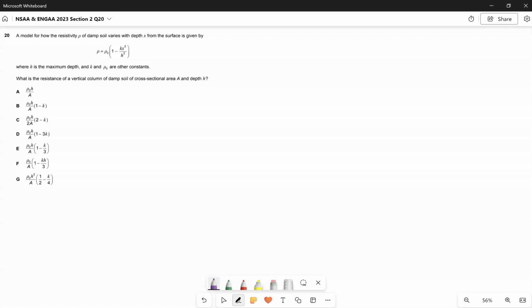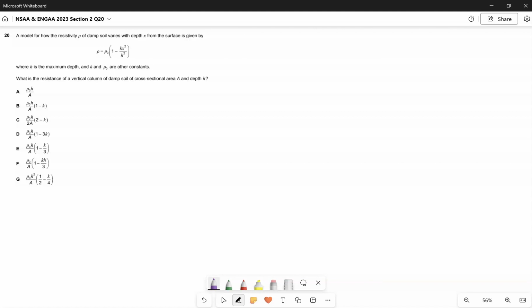A model for how the resistivity of damp soil varies with depth x from the surface is given by this equation, where h is the maximum depth and k and rho naught are other constants. What is the resistance of a vertical column of damp soil of cross-sectional area A and depth h?